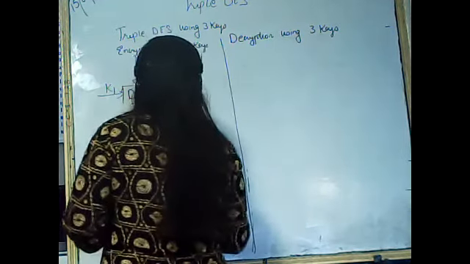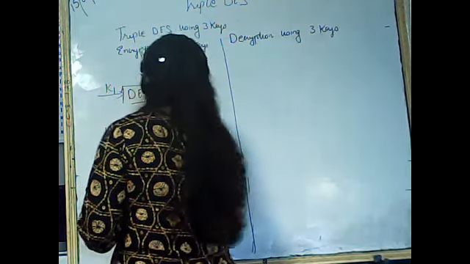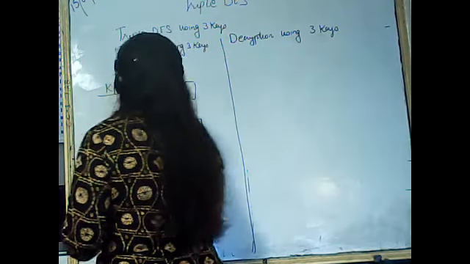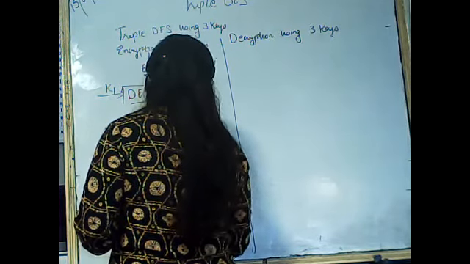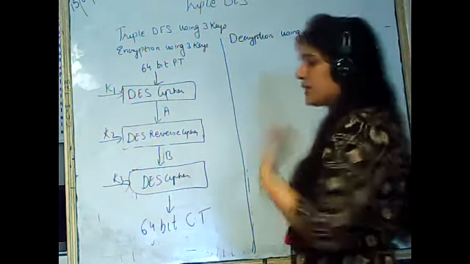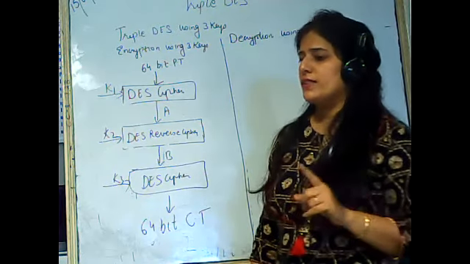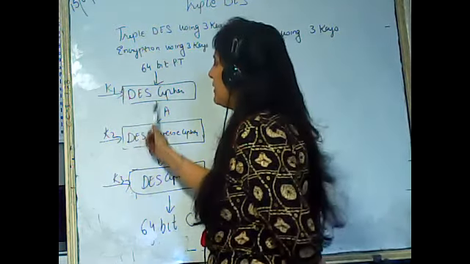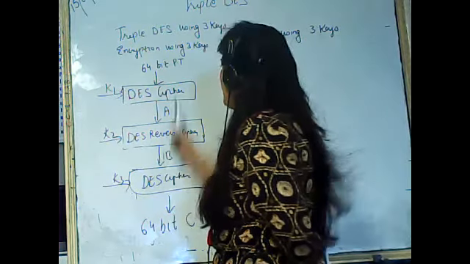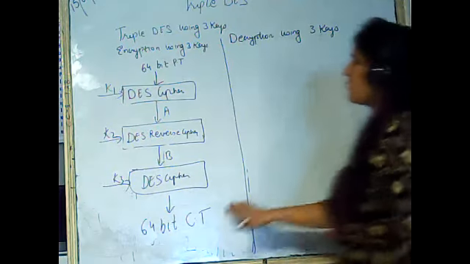And again, we have to apply the DES cipher, and here we go for key 3. Finally, we will get a 64-bit cipher text. Fine. So the process remains the same as in double DES, but the main difference is that at that time we were using only 2 keys. Here we are using 3 keys: key 1, key 2, key 3. Again, we have 2 DES ciphers and 1 reverse cipher process. So this is the encryption part using 3 keys.